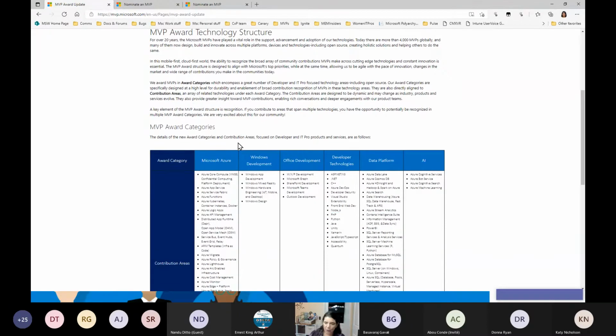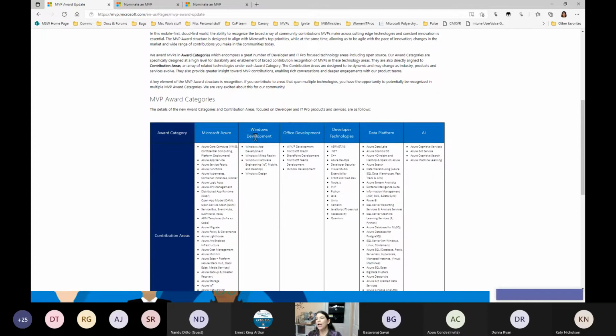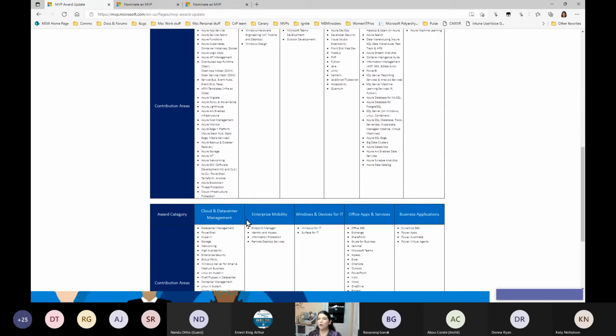We've kind of gone back and forth, but at the moment, there's no such thing as a Mem MVP. As somebody who is specifically awarded for Microsoft Endpoint Manager, Mem falls under the award category of enterprise mobility. But also in enterprise mobility, we have identity, information protection, remote desktop. And so that person would be considered an enterprise mobility MVP.